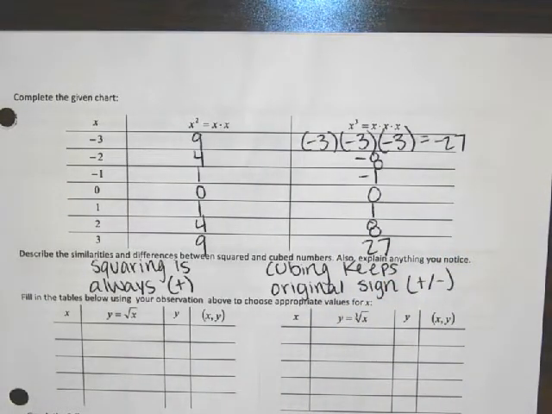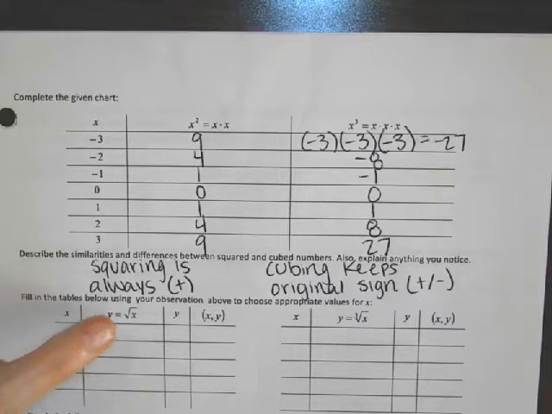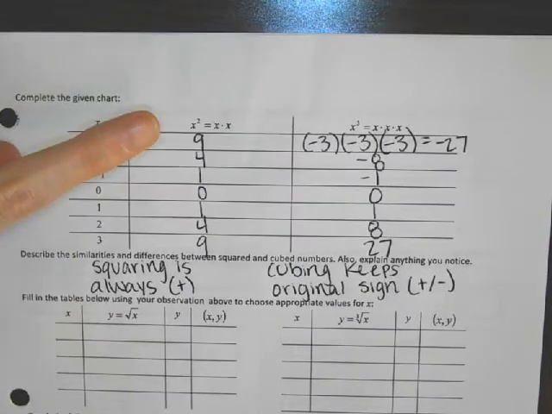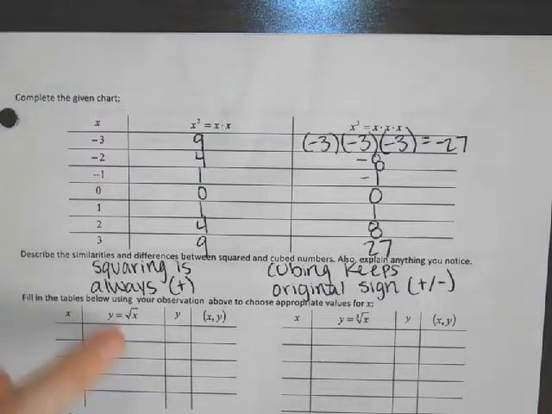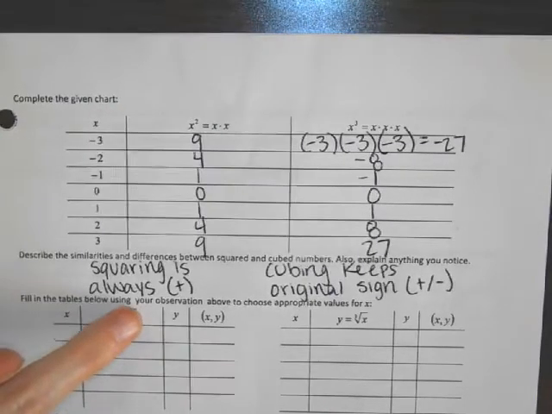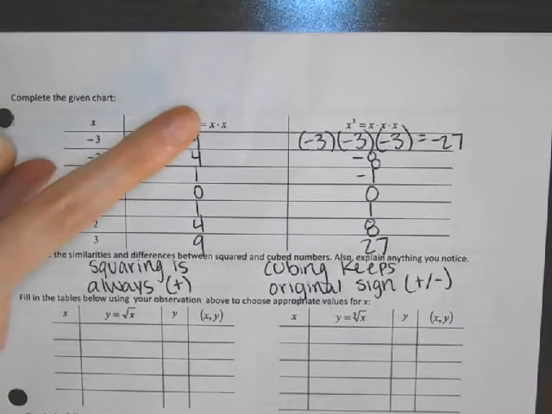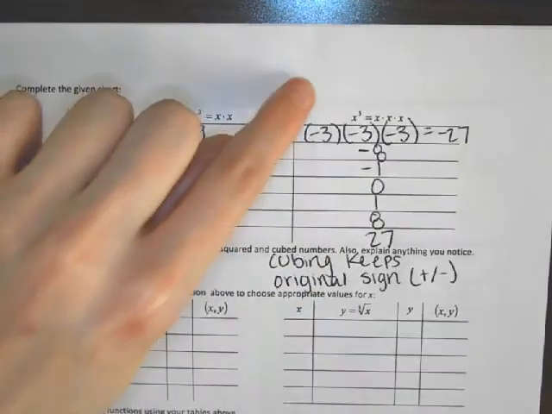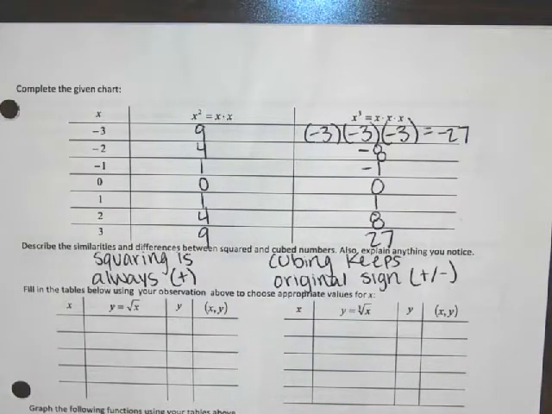Okay, so if I want to fill in these tables, we're focusing on square roots and cube roots. Well, a square root is an inverse of a square. And a cube root is the inverse of a cube, which we went over that, right? They're inverses of each other. They cancel each other off.